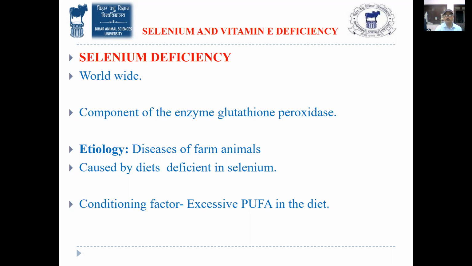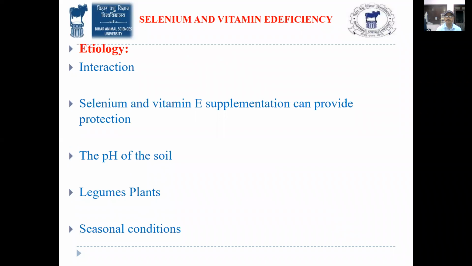From an etiology point of view, selenium and vitamin E deficiency diseases of farm animals are caused by a diet deficient in selenium. Excessive polyunsaturated fatty acids in the diet is a conditioning factor which aggravates selenium and vitamin E deficiency. Interaction between selenium and other trace minerals are also known conditioning factors for selenium deficiency.